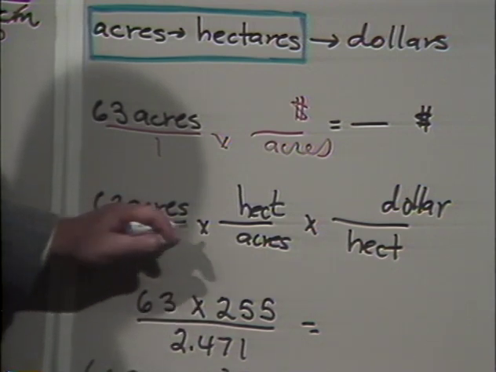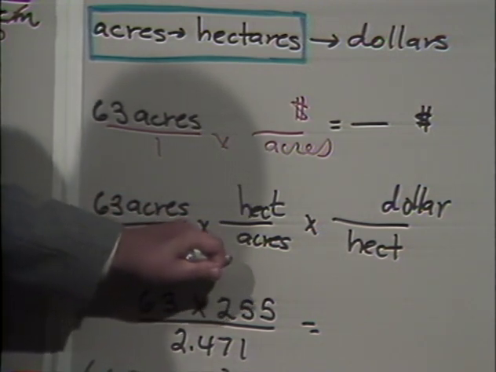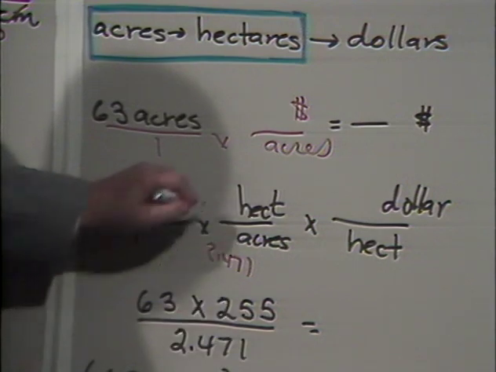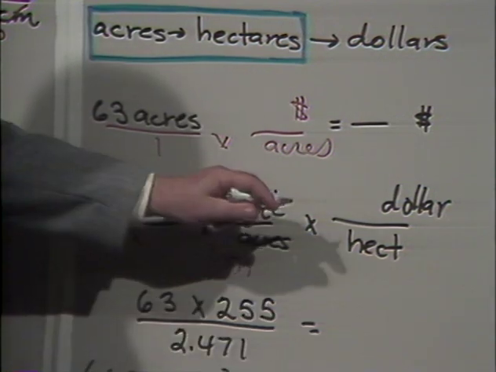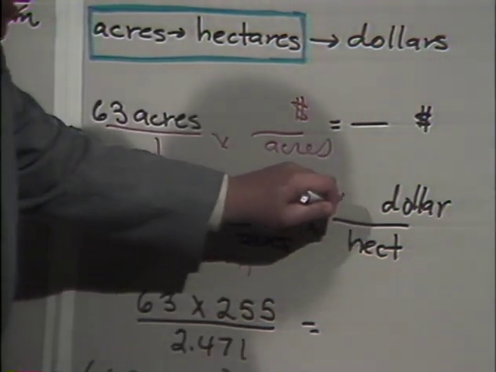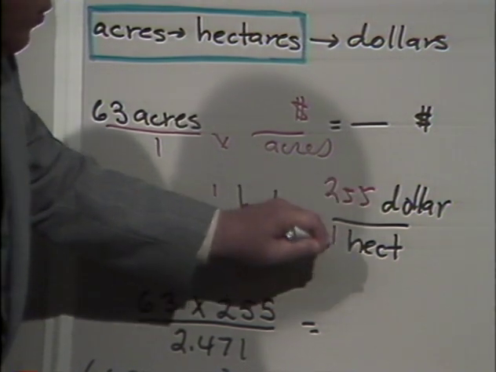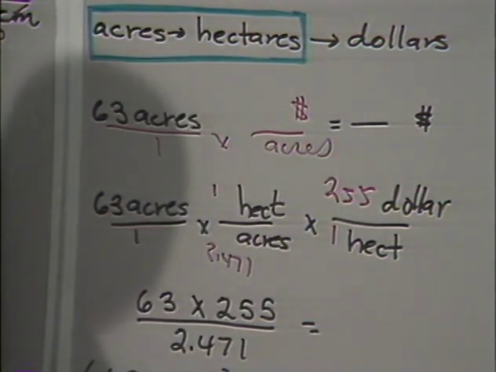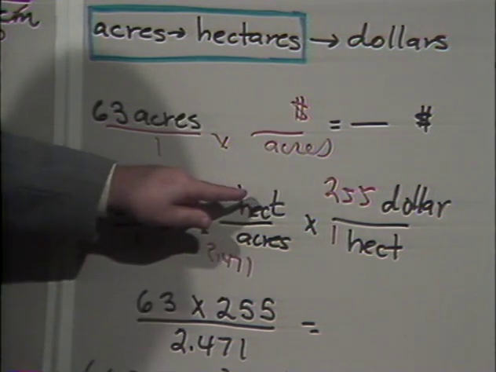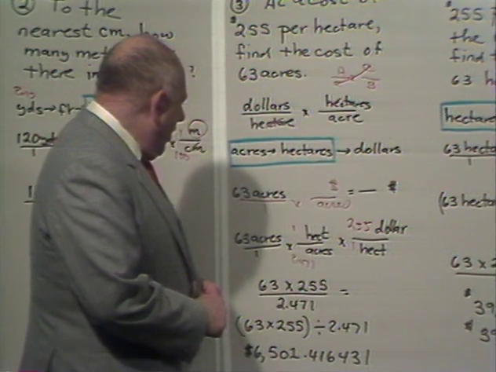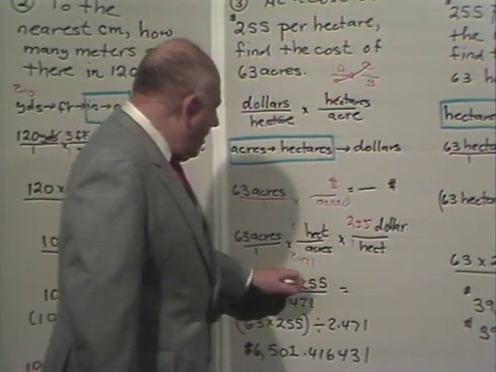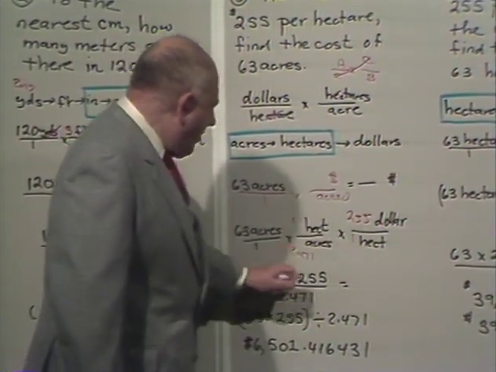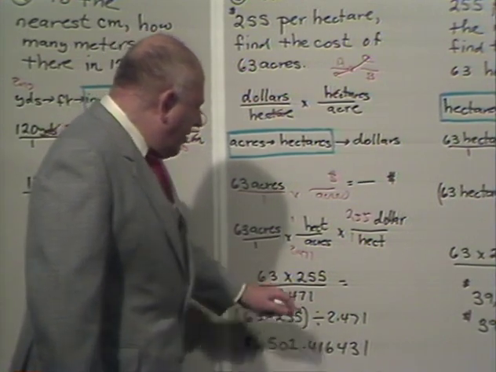You see, I know I'm given that there are 2.471 acres per 1 hectare. And I'm also told in this problem that there are $255 per 1 hectare. Do you sort of get the idea of what we're trying to do over here? I'm converting from acres to hectares, then from hectares to dollars. What do I do? I multiply whatever is in the numerator. That's 63 times 255. I divide by what's in the denominator.